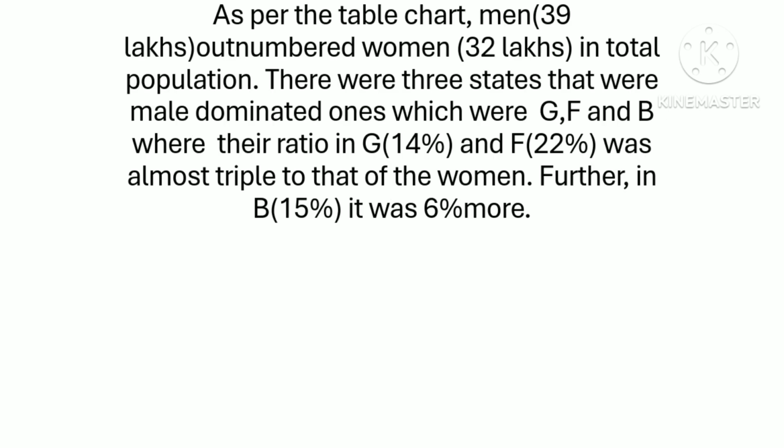Now, let us see the sample answer. First, what I have written. As per the table chart, men outnumbered women in total population. There were 3 states that were male-dominated ones, which were G, F and B, where their ratio in G and F was almost triple to that of the women. Further in B, it was 6% more.